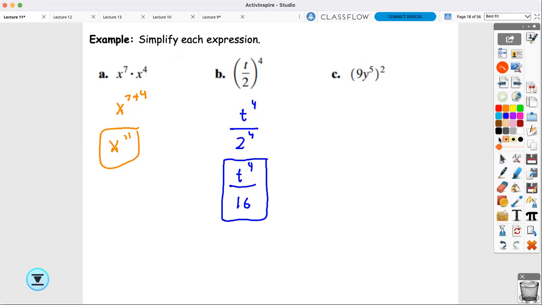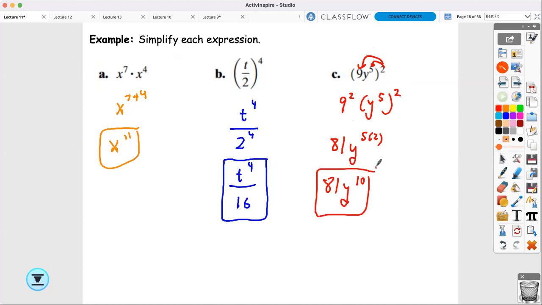C, 9y to the 5th, squared. We have a square which gets distributed to the 9 and to the y to the 5th. So then we get 9 squared, then we get y to the 5th squared. 9 squared is just 9 times 9, which is 81. And then we multiply the two exponents, 5 times 2, which gives us 81 times y to the 10th power.